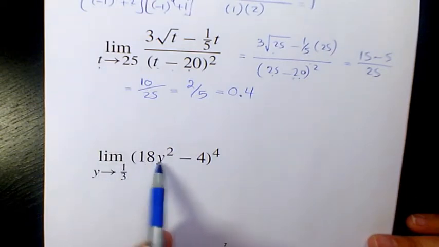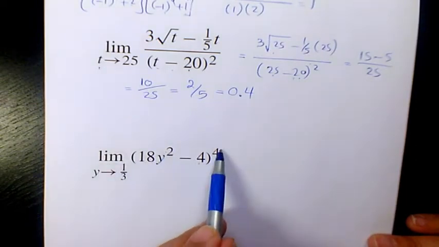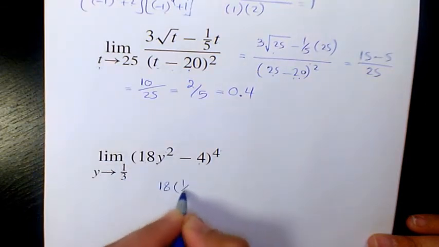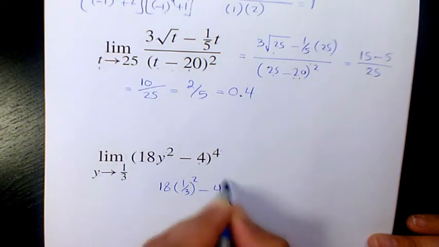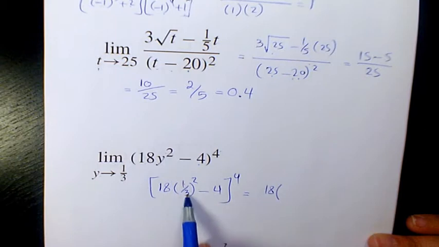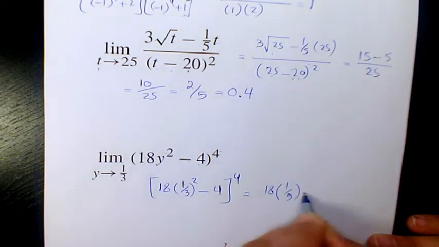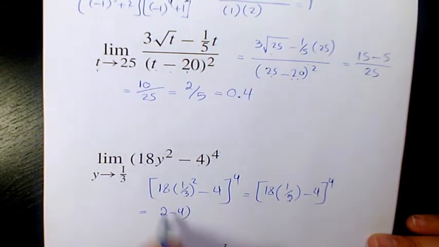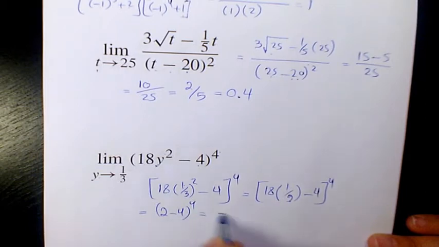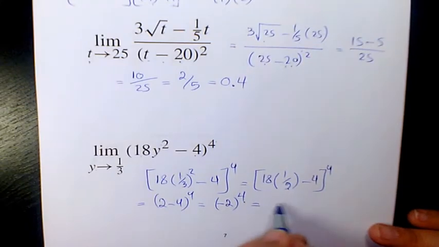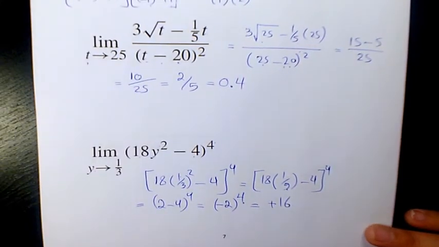Limit of 18y squared minus 4 to the power of 4 when y approaches 1 over 3. It is 18 times 1 over 3 to the power of 2 minus 4 to the power of 4, which is going to be 18 times 1 over 3 to the power of 2, which is 1 over 9. 18 divided by 9 is 2. 2 minus 4 to the power of 4. 2 minus 4 is negative 2. Negative 2 to the power of 4, because it's an even number, is going to be positive 16.